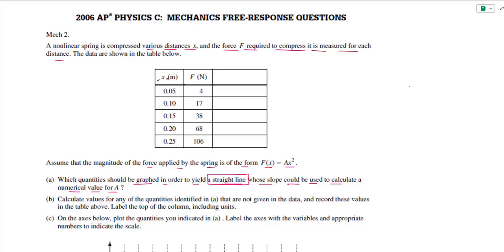So which quantity should be graphed? We are given the value of x and the corresponding value of f, and the situation is given as this. If you want to calculate the value of a in terms of the slope, this value must be plotted along the y-axis, and you can plot this value along the x-axis, right? Then a will be the slope, and that is a constant slope in such a situation, so that will give you the numerical value. So what you can do is calculate the corresponding value of x square.